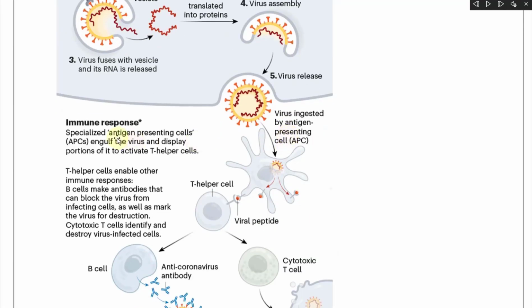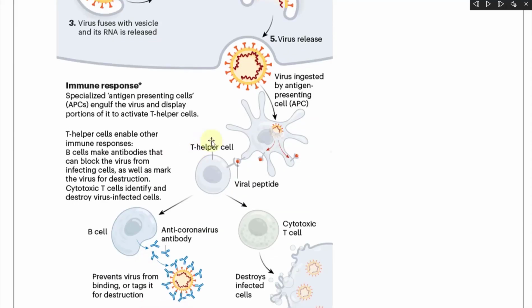So immune response here. Specialized antigen-presenting cells, or APCs, engulf the virus and display portions of it to activate T helper cells. And here's the diagram right here.